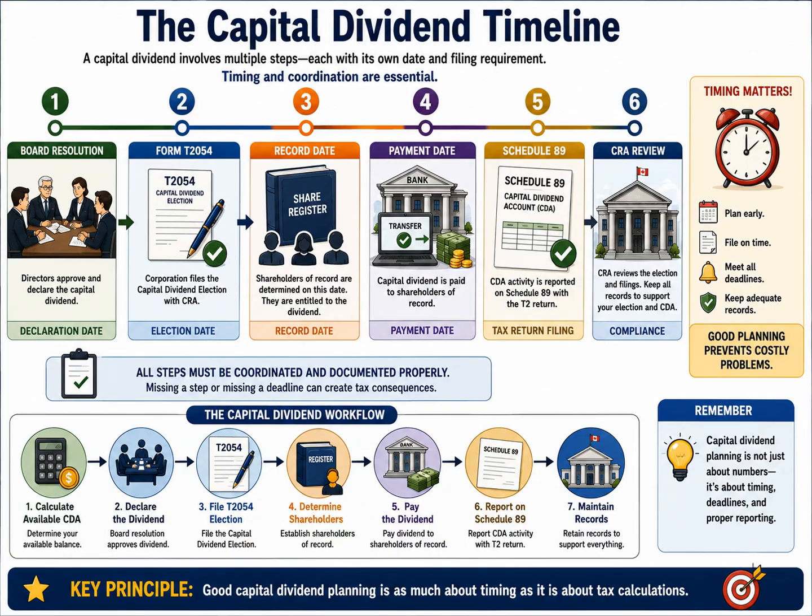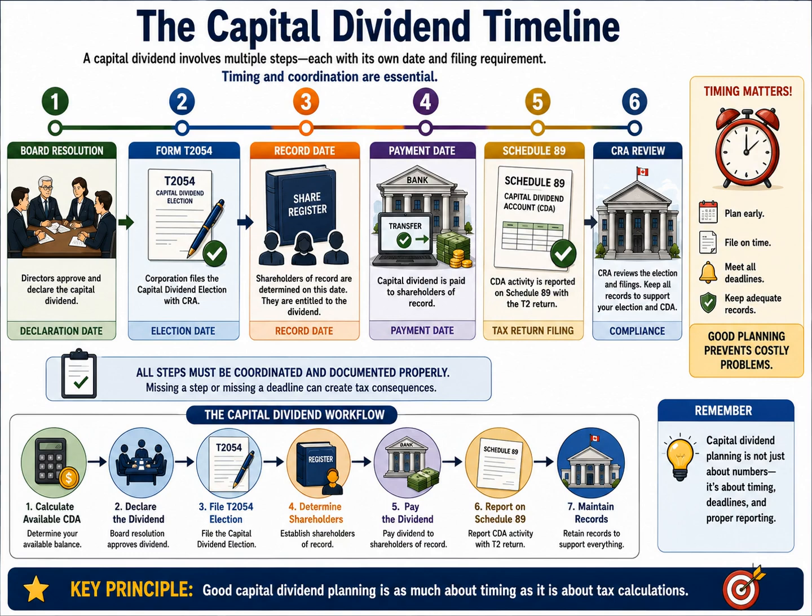The process doesn't end there. The corporation must also maintain proper reporting and documentation. This includes Schedule 89, which helps summarize and support the corporation's CDA activity. The information becomes part of the corporation's broader tax compliance records. Finally, CRA may review the election, supporting calculations, and related documentation if questions arise in the future. This is why record retention is so important.